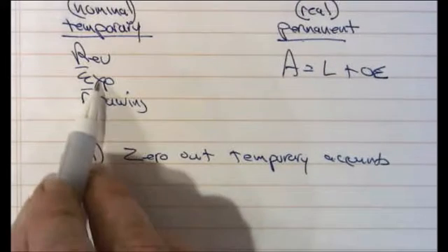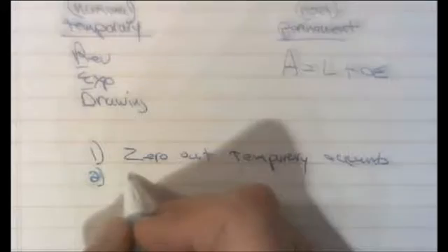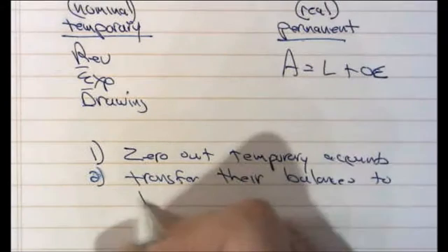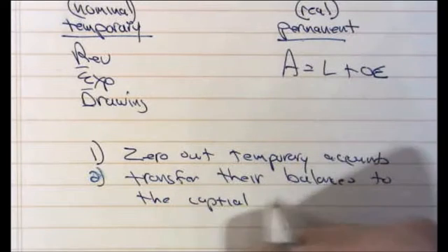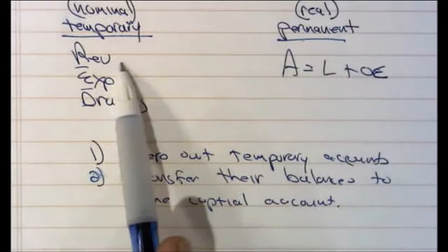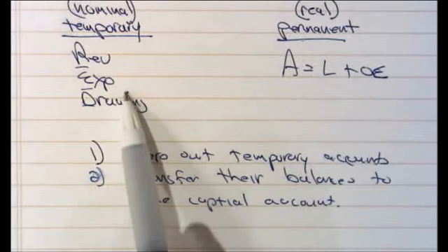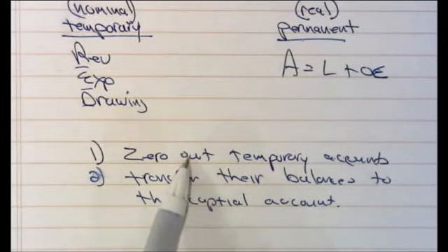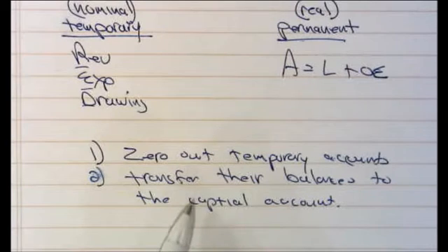All of these things affect owner's equity, right? So we also want to transfer their balances to the capital account. So in this closing process, we want to zero out these temporary accounts and transfer their balances to capital, because revenue does what to capital? Makes it go up. Expenses and drawing make it go down, right? So that's why we do these closing entries: to zero out our temporary accounts and to transfer our balances to the capital account.